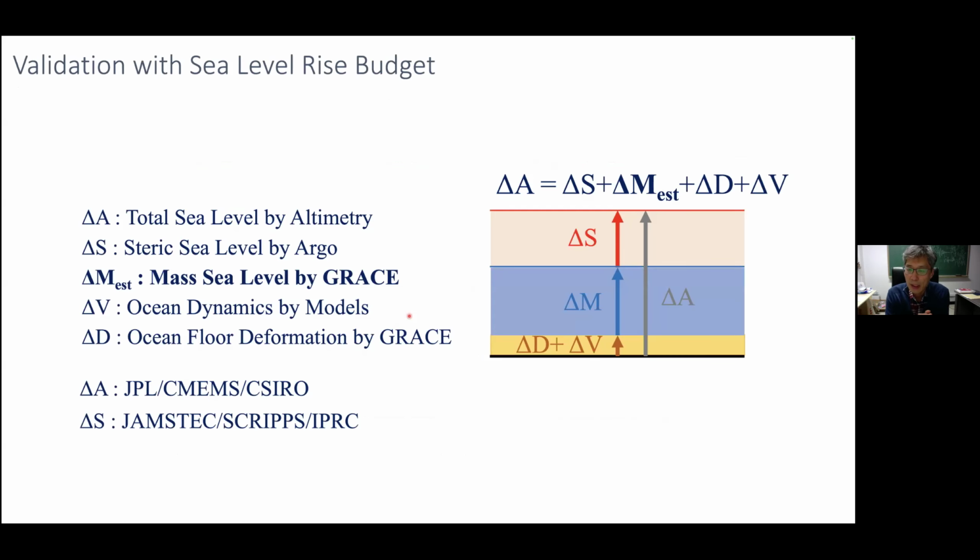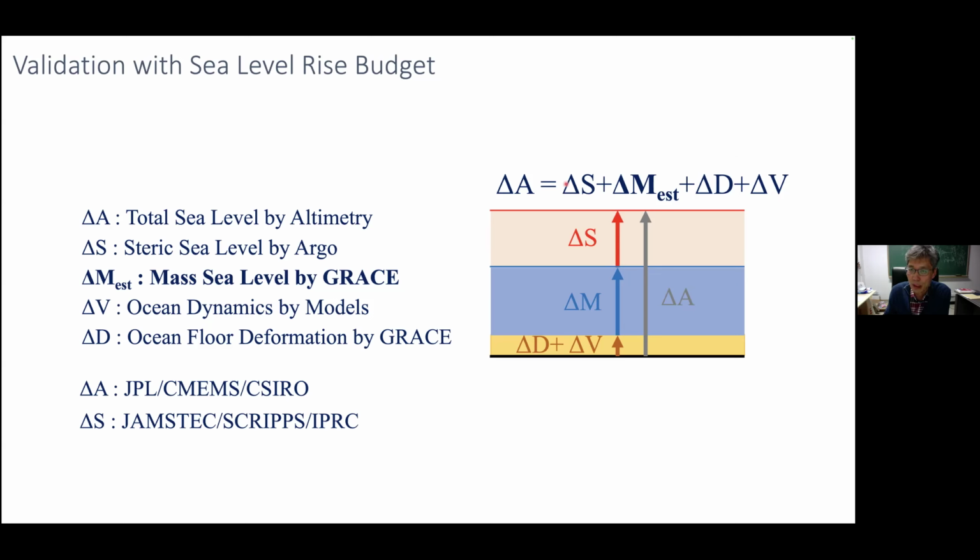From now on, I'll compare our estimation to other kinds of independent sea level change observations, in a kind of validation process. I'm going to compare with satellite altimetry data. We have total sea level change observation from satellite altimetry data. I used the ensemble mean of these three different data centers. So the altimetry observation is a kind of total sea level change observation. And this can also be explained by these four different sea level change contributors.